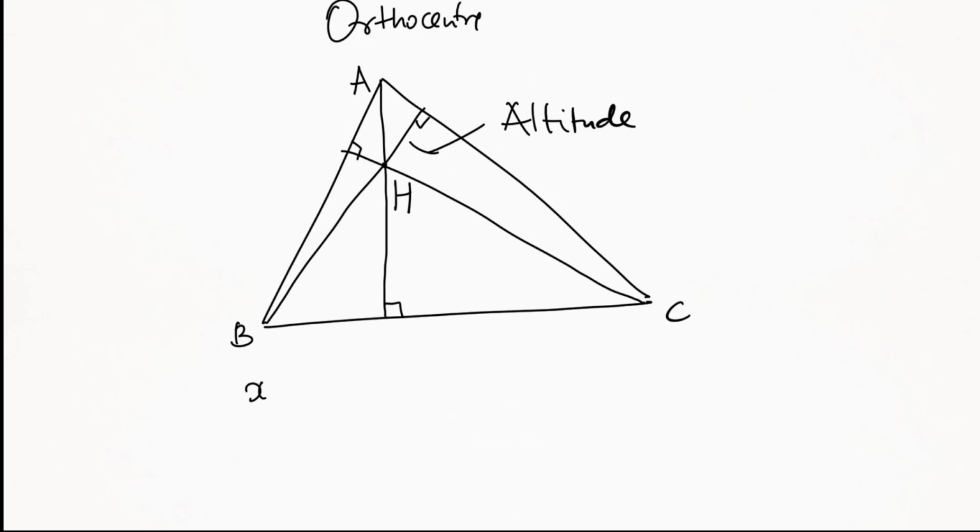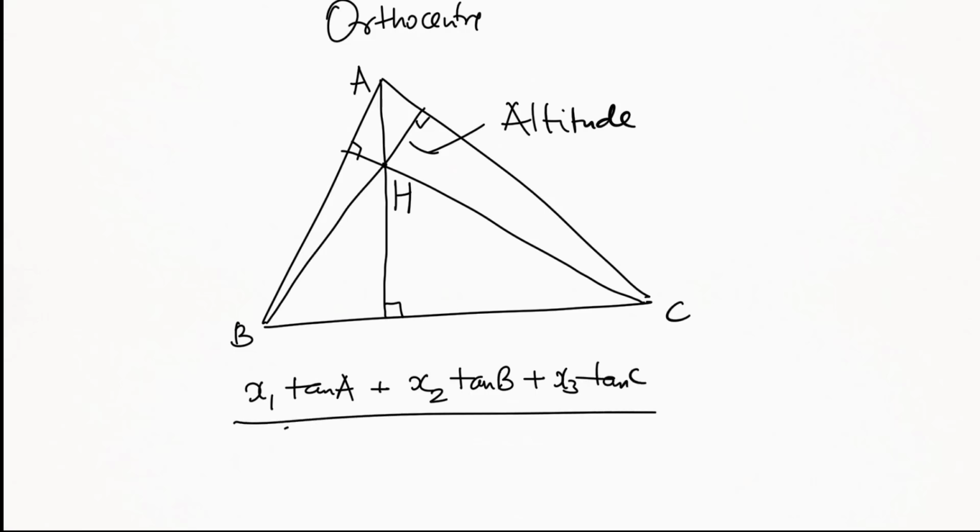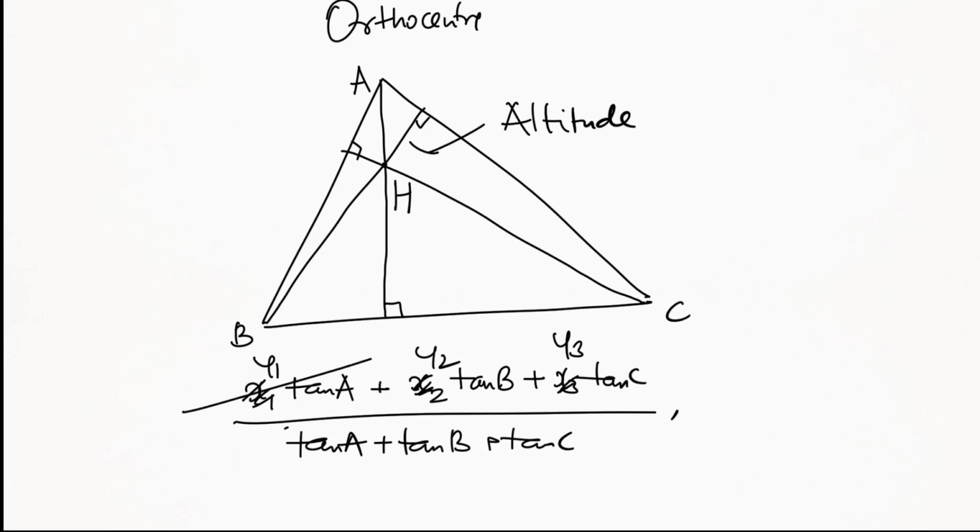When the angles A, B, C are given, you can find the coordinates of the orthocentre using this formula: x1 tan A plus x2 tan B plus x3 tan C over tan A plus tan B plus tan C, and in the same way for y. Just replace x with y1, y2, y3, and that will be the y coordinate. But this is a rarely used formula.